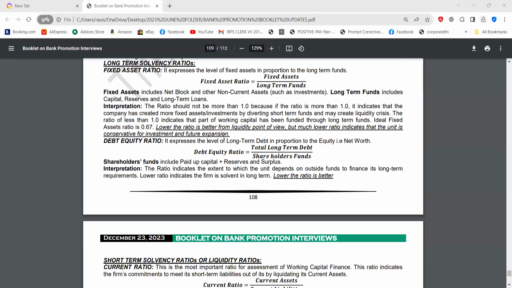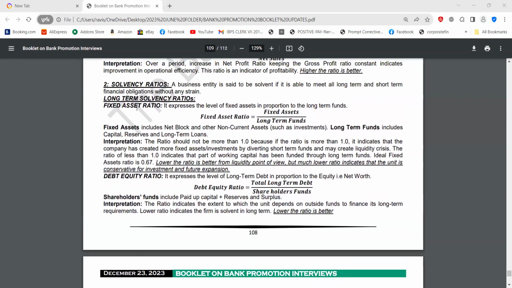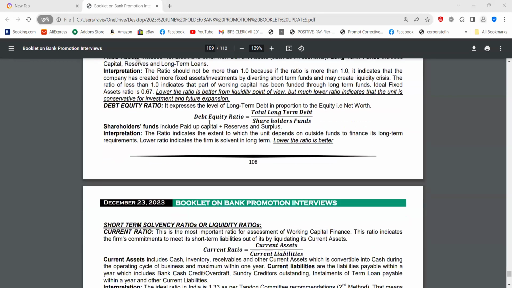Lower the ratio is better from liquidity point of view, but much lower indicates that the unit is conservative for investment and future expansion. The first one was fixed asset ratio. It is fixed assets by long-term funds.